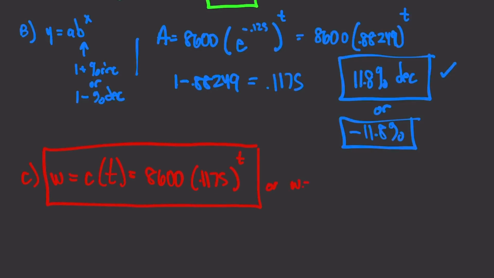Or if you want to use the PERT formula, which is the same formula, we just don't multiply or calculate e to the exponent. That's going to be 8,600 times e to the negative 0.125t. All right, so either one of those is acceptable.